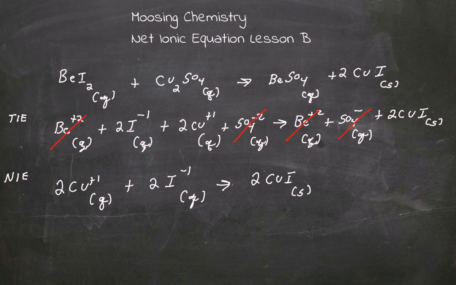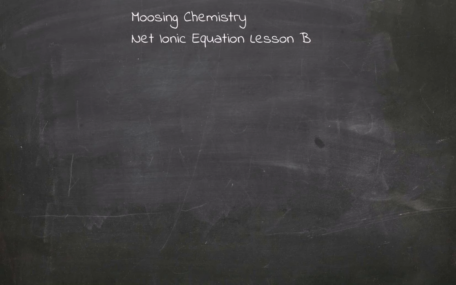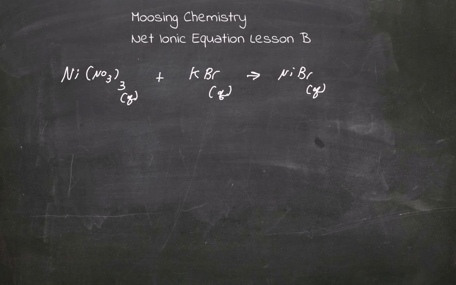So we're going to go ahead and clear the drawings here. And let's do this one. Nickel nitrate, that's interesting, (aq) plus KBr, and that's also (aq), yields NiBr (aq) plus KNO3 (aq). So let's do the total ionic equation.